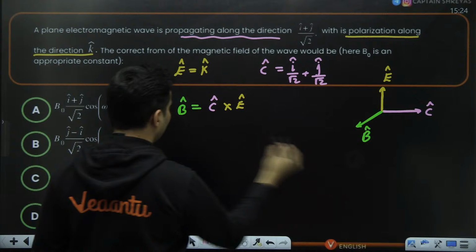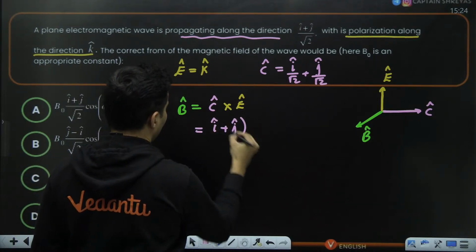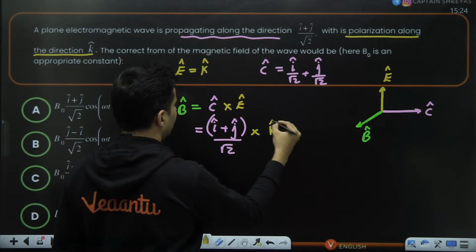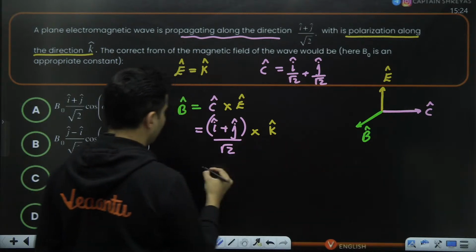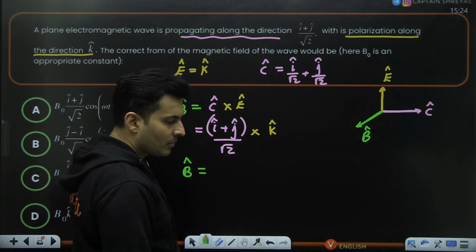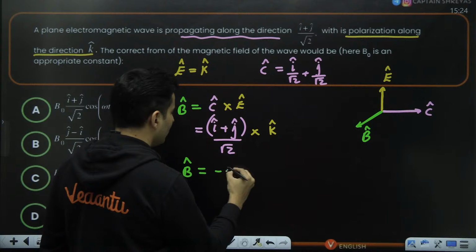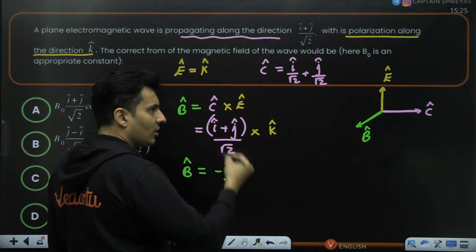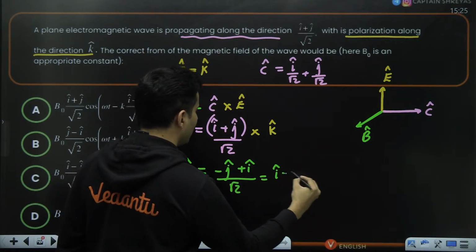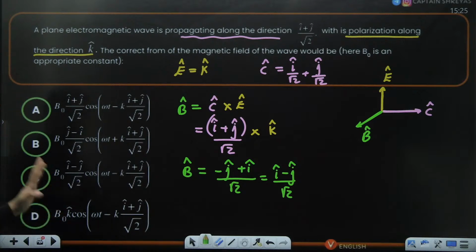So the C vector, we already know, is nothing but (i cap plus j cap) by root 2, and cross product it with the electric field, which is nothing but k hat. So what will that become? Okay, so that will be B hat. I j k: i cross k will be negative j, so negative j cap. j cross k will be i hat. The whole thing divided by root 2, which is nothing but (i cap minus j cap) by root 2.